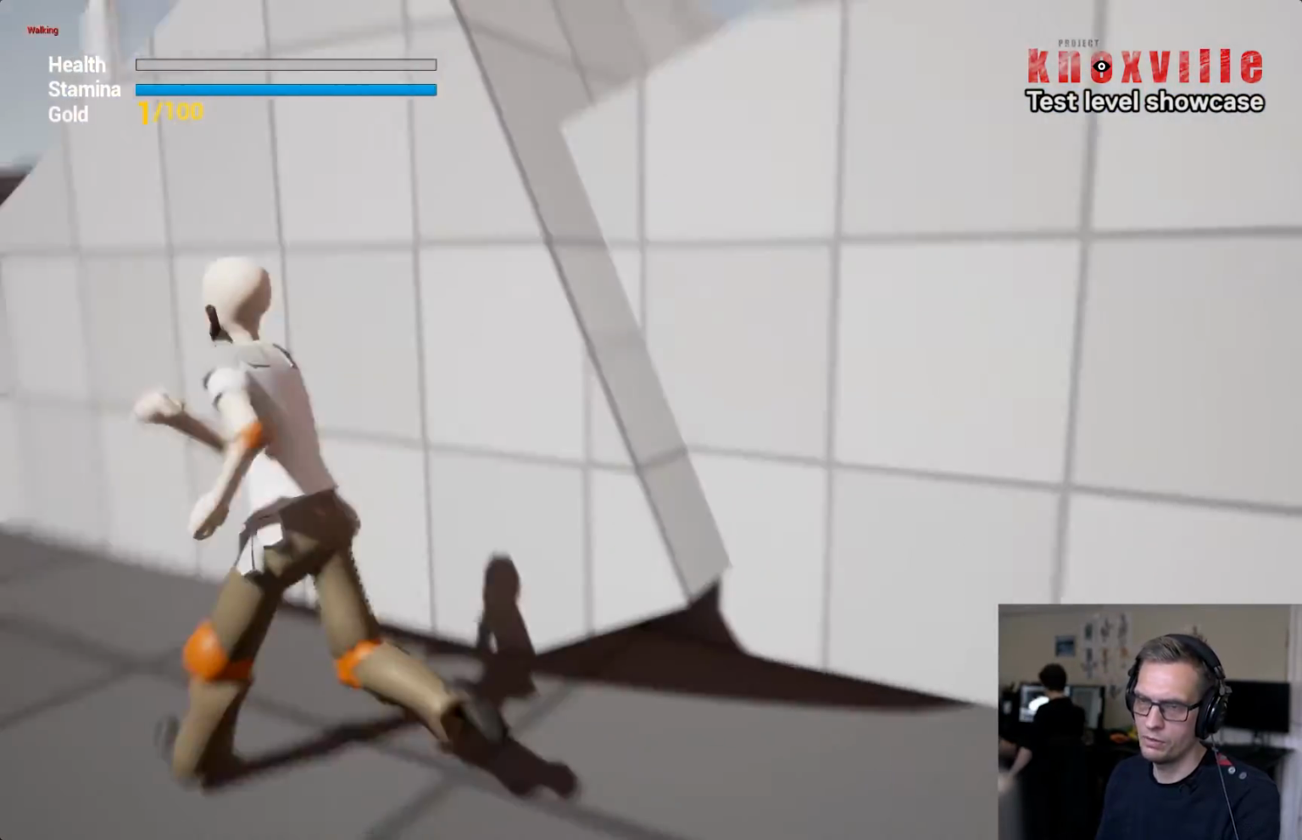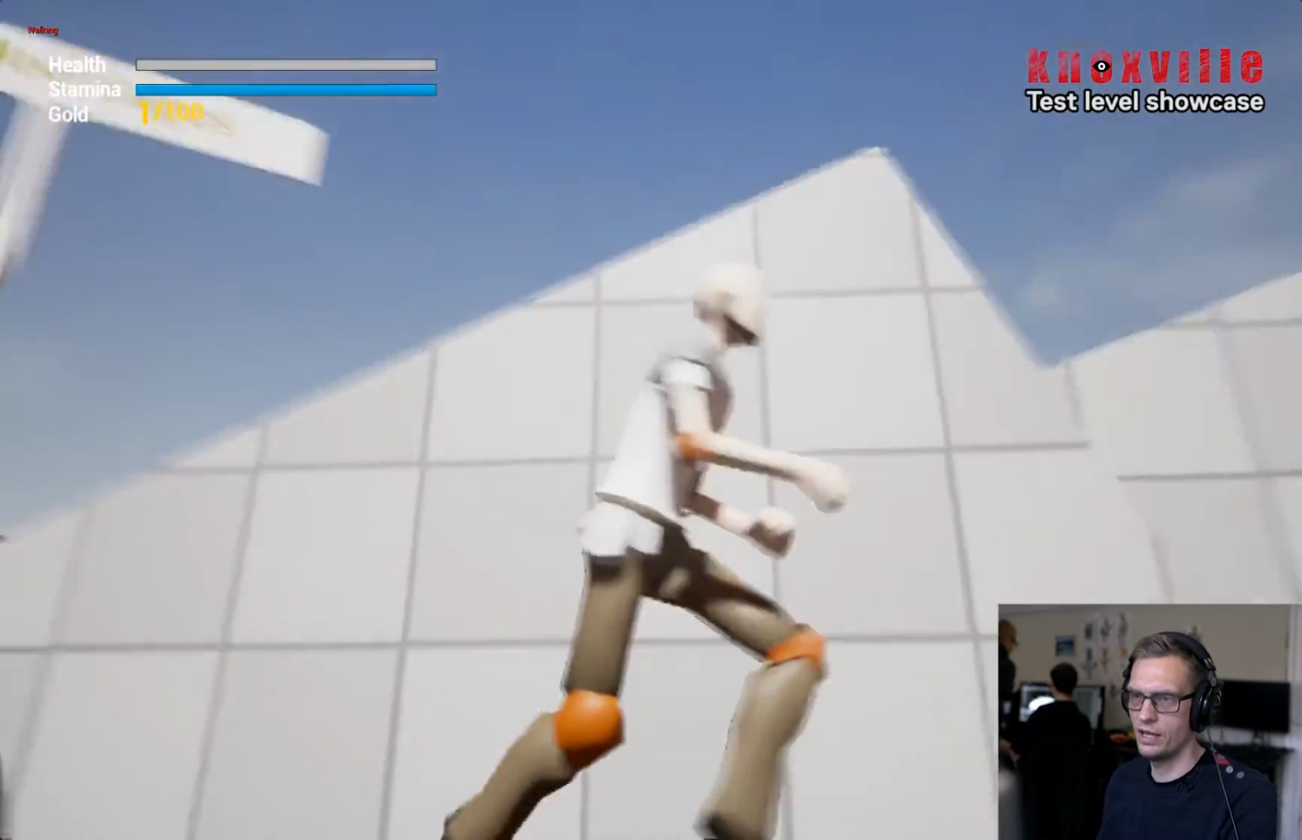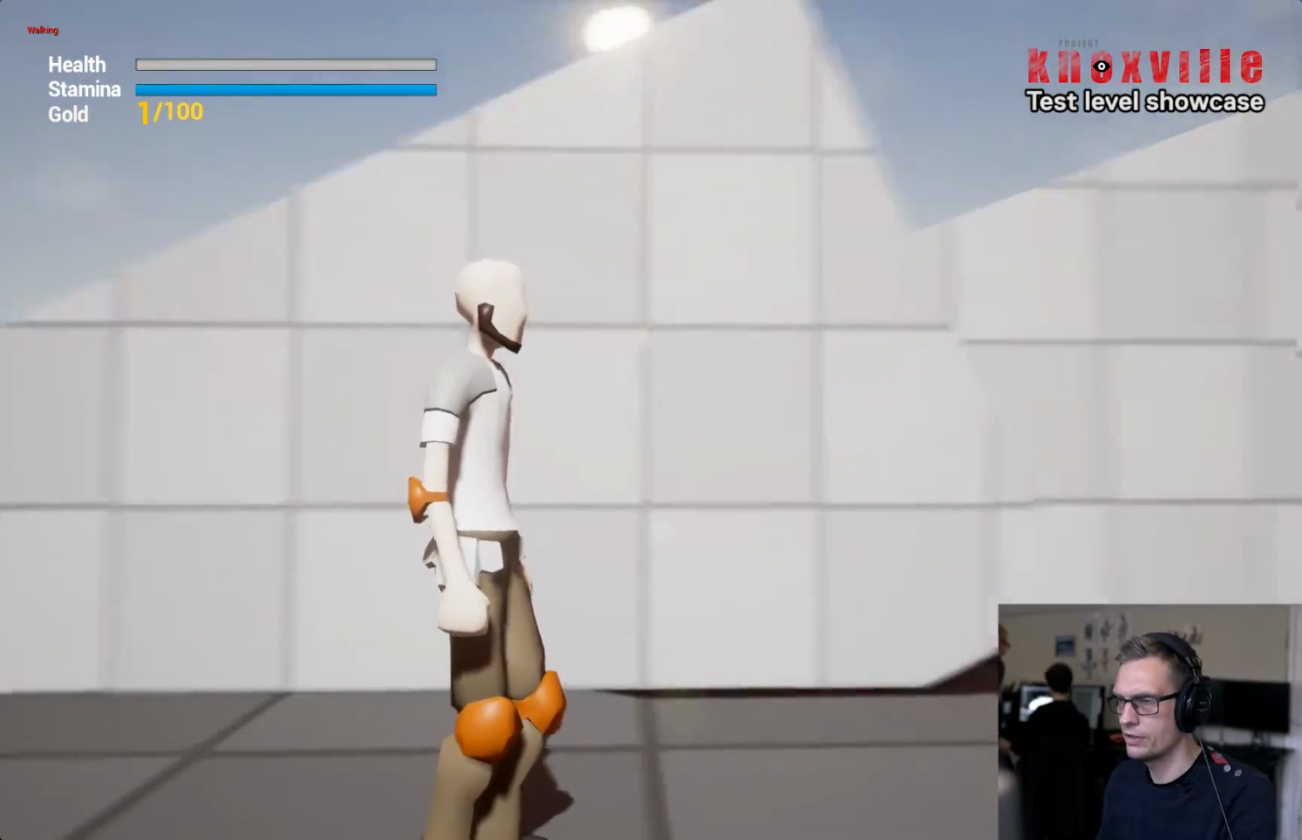And most likely, in the level design we would probably avoid having edges that are so much angled as here.